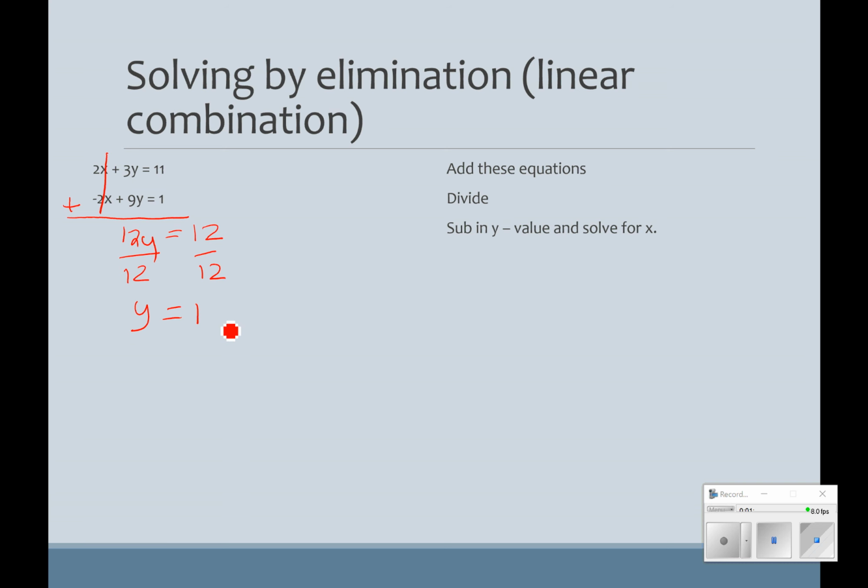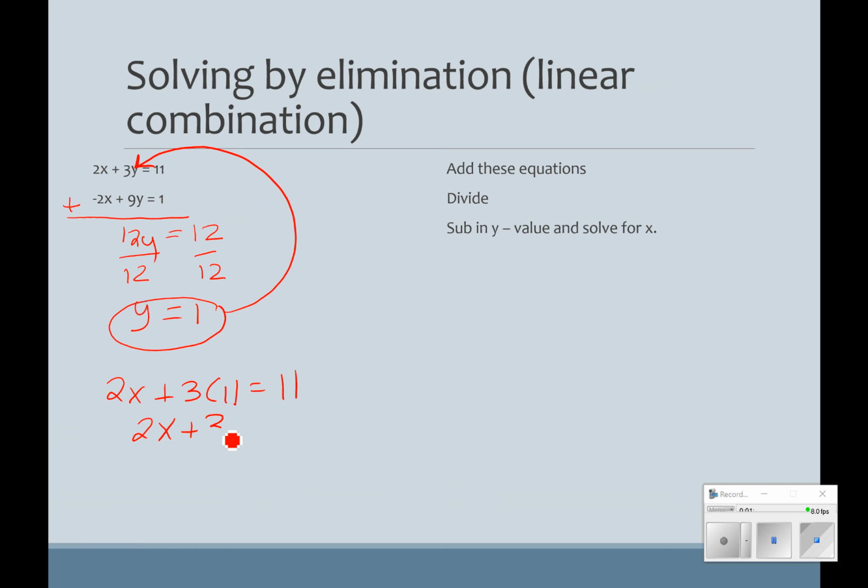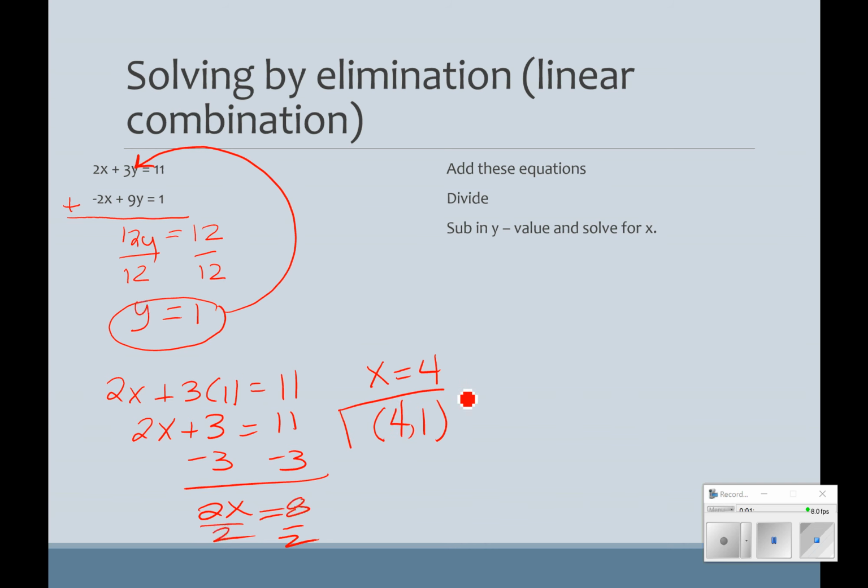But now I've got to find my value for x. So I'm going to take this value right here for y, and plug it into whichever equation I want to make it easier. So I'm going to go ahead and put it into the first equation. So 2x plus 3 times 1 equals 11. So I get 2x plus 3 equals 11. If I subtract 3 from both sides, I get 2x equals 8. And then if I divide by 2, x equals 4. So I have the ordered pair 4 and 1 for my solution.